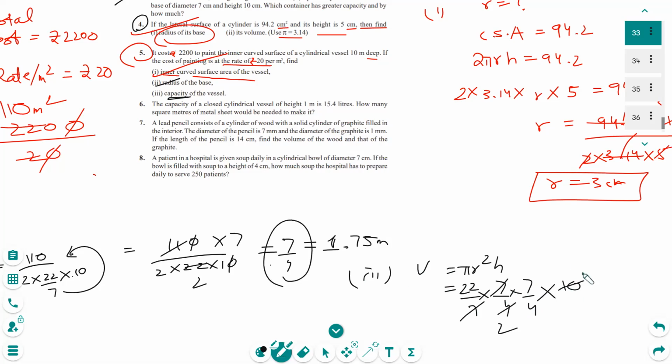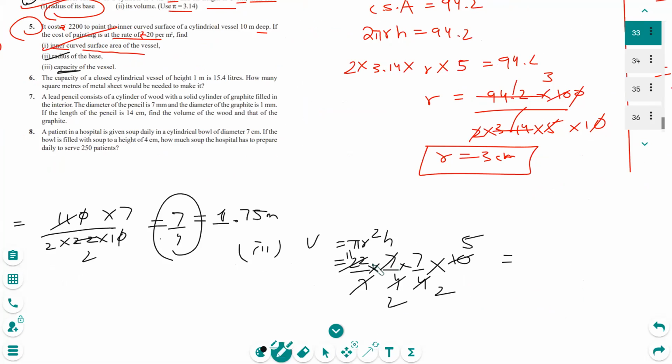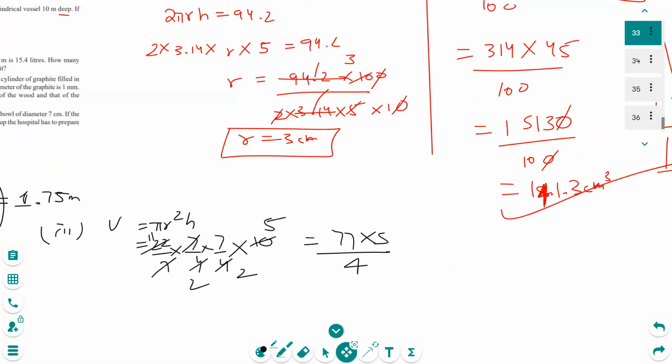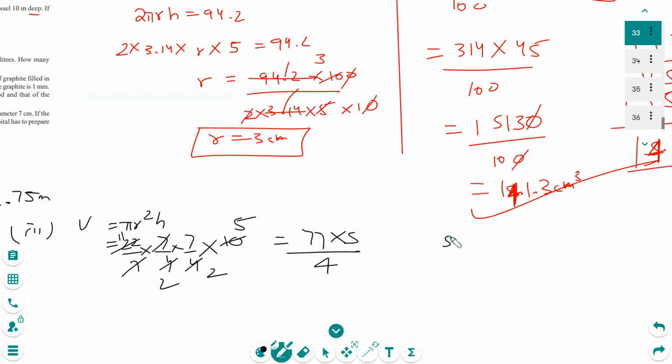2 times 2 5. Okay, 2 times 2 5. Sorry, 2 11. Now these calculations are easy. 11 times 7 is 77, times 5 over 2 times 2 is 4. And if we multiply these, we get 385 over 4. Now if we divide this, it's 9, 6, 2, 5.